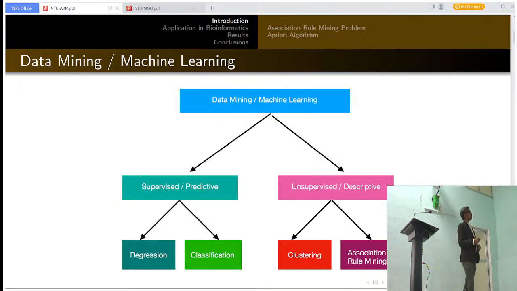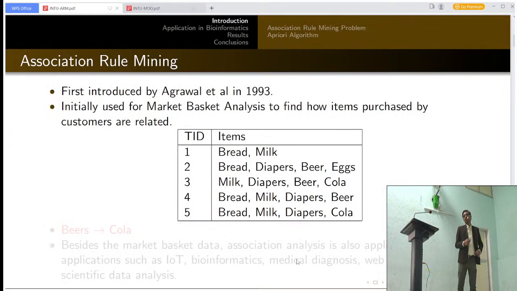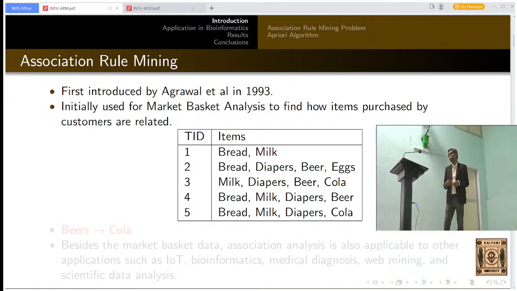So it was introduced first in '93 by Dr. Agarwal. So it is a relatively new technique compared to the classical techniques of classification, clustering, or regression. So association rule mining, a relatively newer concept, is around 30 years old. Agarwal actually introduced this concept, and it was initially used for market basket analysis.